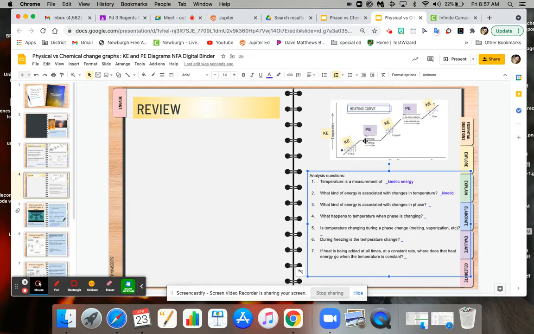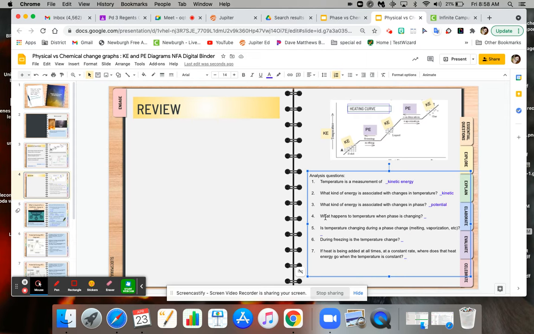Now you can see here in the graph, if we look up here, that during freezing or melting, vaporization, condensation, that PE is there. That's potential energy. So what kind of energy is associated with changes in phase? Potential. Potential energy is the stored energy. It's the energy of the spacing.